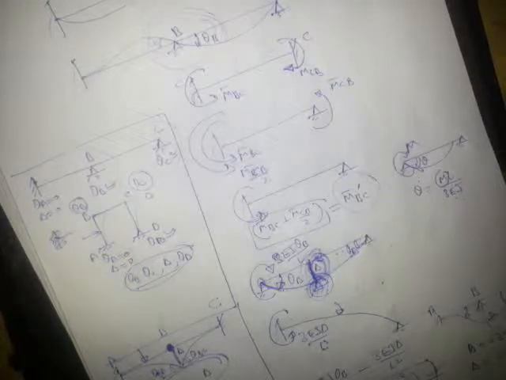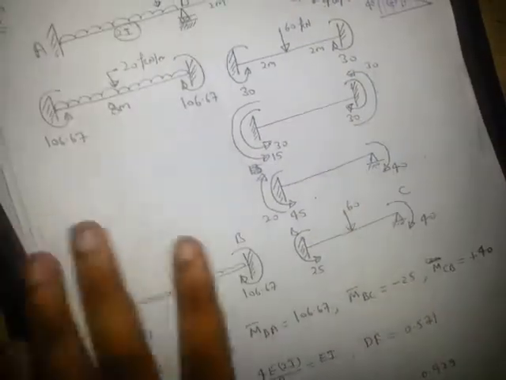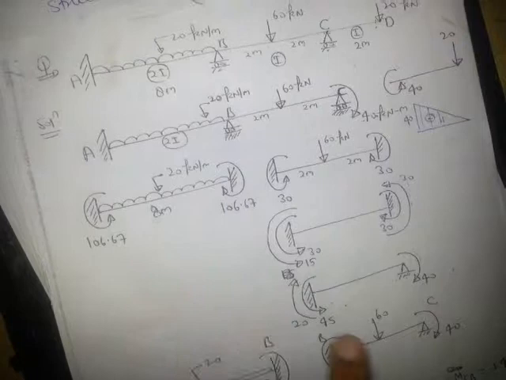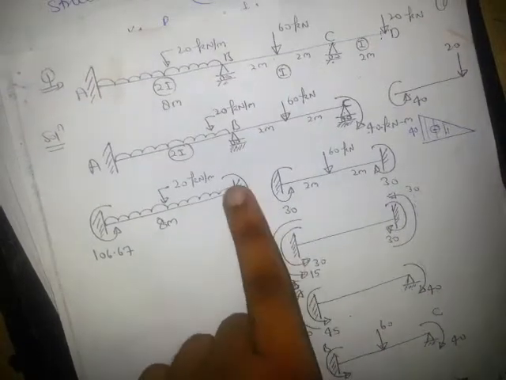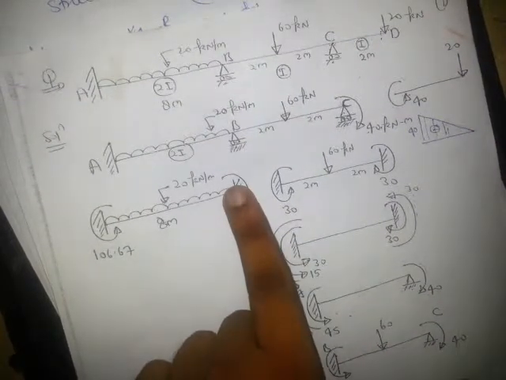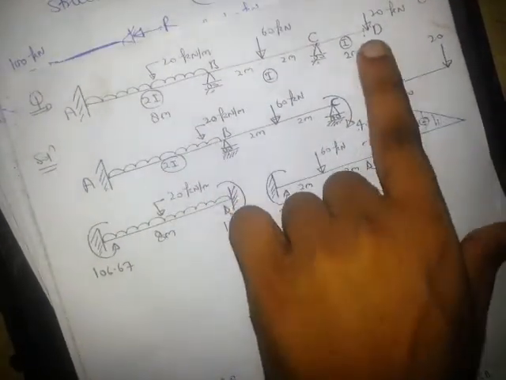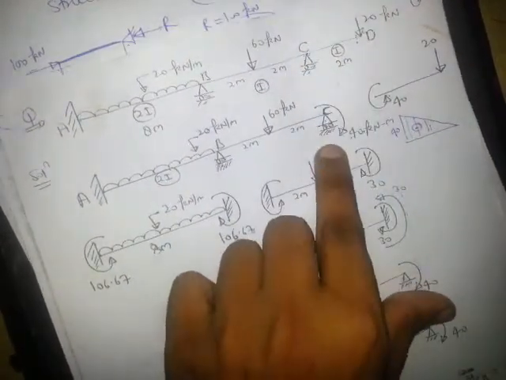Look, this is the question. I want to solve this question using the slope deflection method. I have already discussed this question using moment distribution. So the first aim will be the same. I will make it like this, right?